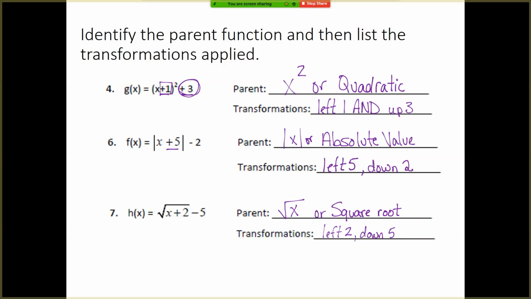Hopefully you identified your parent function as being the square root of x, or the square root function. Your 2 transformations: the plus 2 that's involved directly with the x inside moves you left 2, and the minus 5 at the end moves you down 5.